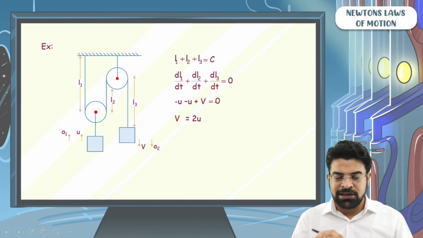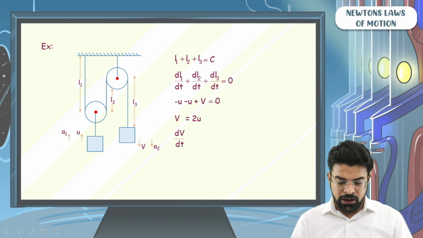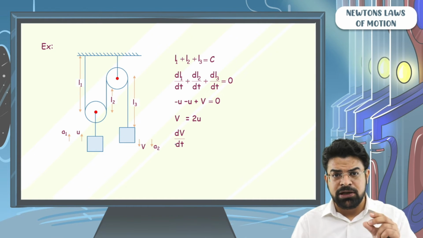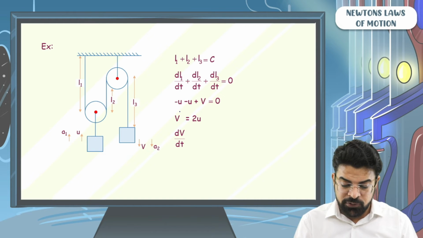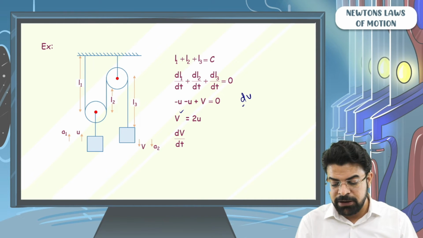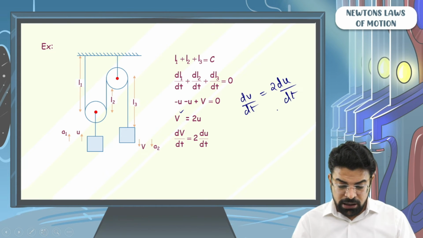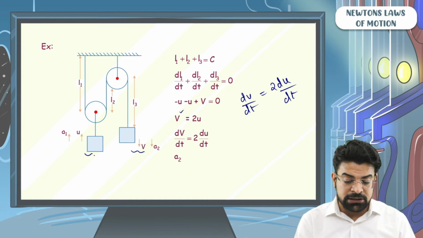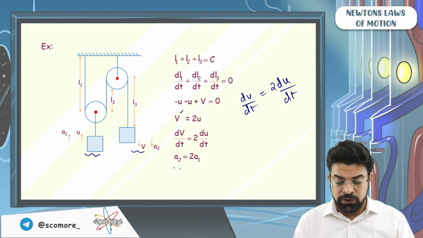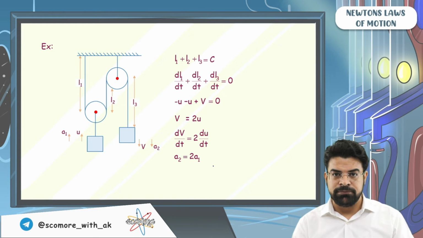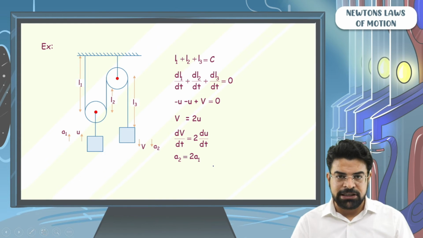Let's see the next example. Keep focusing, it's not tough. Also, if we need to find the acceleration, differentiating both the sides, we will say dv by dt equals 2 times du by dt. So we can say that the acceleration of this block A2 is double the acceleration of the block on the left. So A2 equals 2 times A1. Let's see the next example.